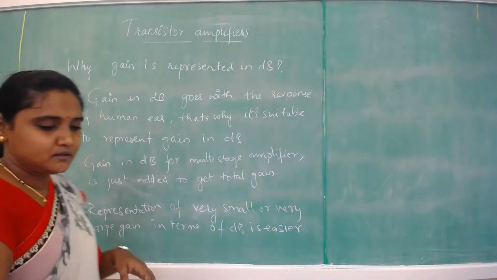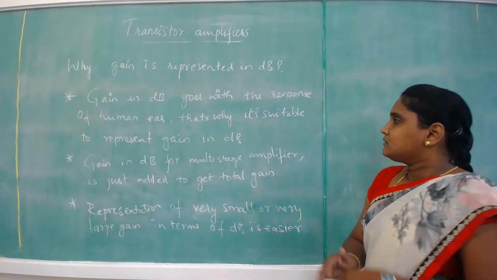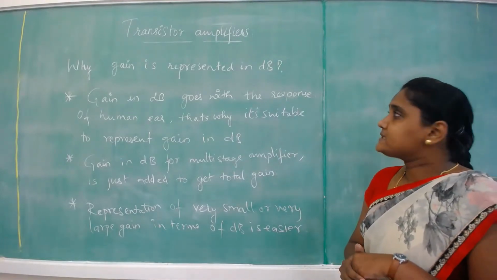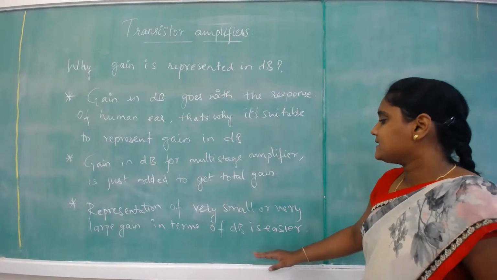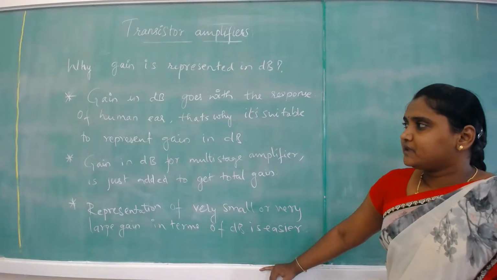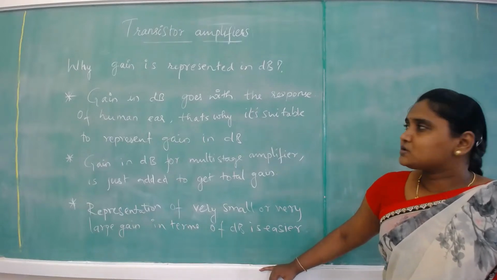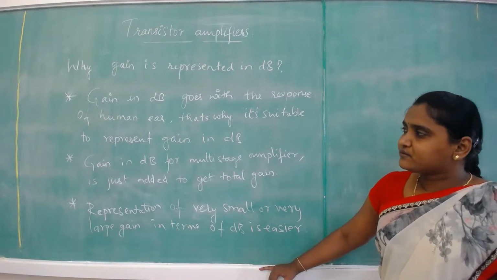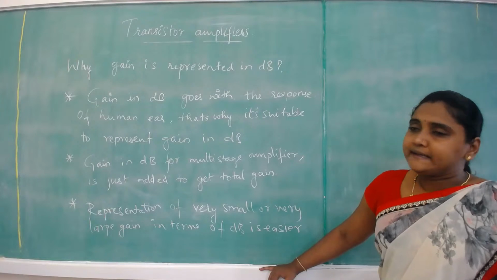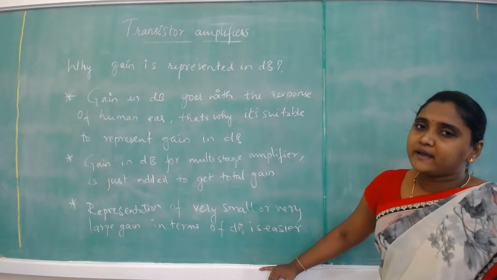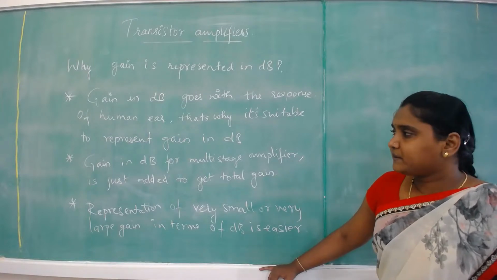Okay, so these are the important points that tell you why to represent the gain in terms of dB. The human ear response is logarithmic, and the gain in terms of dB is also logarithmic. So both are suitable; they tally with each other. That's why it is better to represent gain in terms of dB.